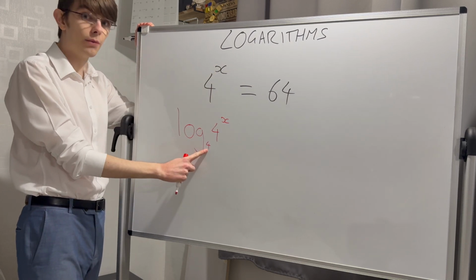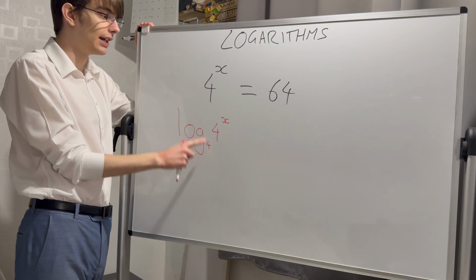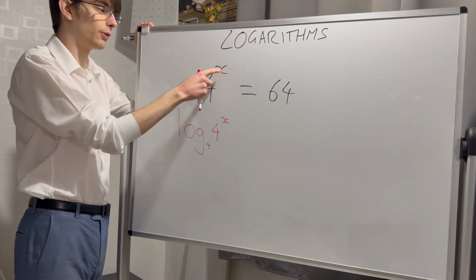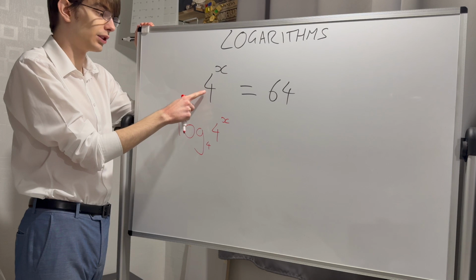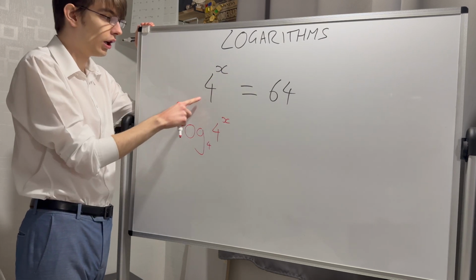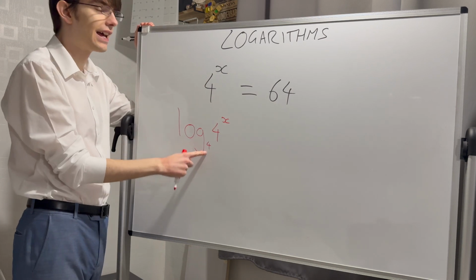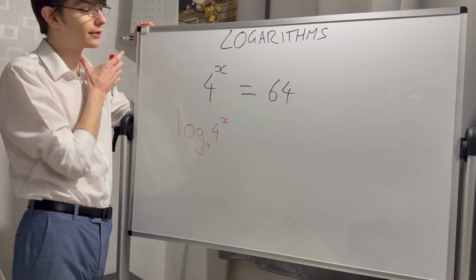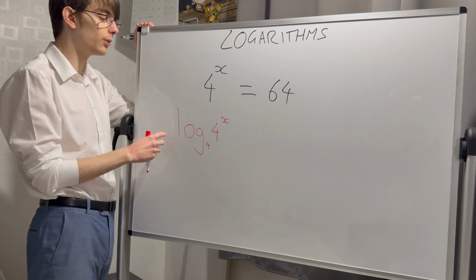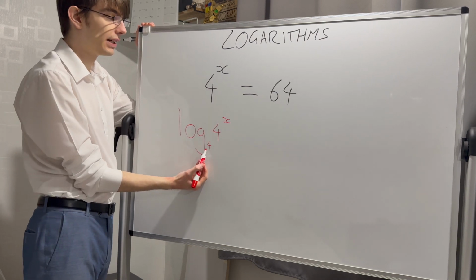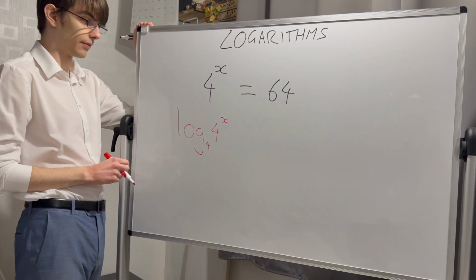Now, this little number down here is the base. It is whatever the exponent is being applied to. If this was 2 to the x is 64, then this would be a 2. If it was 10 to the x was 10,000, this would be a 10. And we'll have a look at that in a second. But the idea is we would apply this magic log of base 4 function to this side.